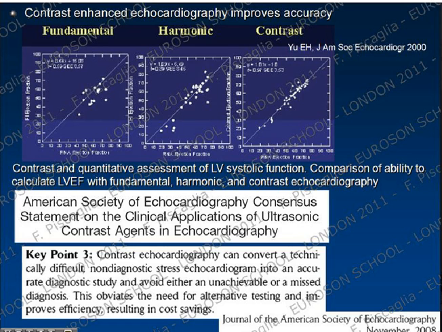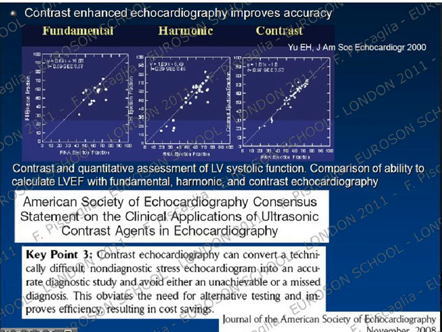In the United States, they use contrast agents to improve the delineation of the cardiac borders, and this is also an important task and is accepted in the guidelines. Contrast echocardiography can convert a technically difficult, non-diagnostic stress echocardiogram into an accurate diagnostic study and avoid either an unachievable or a misdiagnosis. So you get more information in people who are not suitable to conventional ultrasound, and this translates into a better management of these patients.